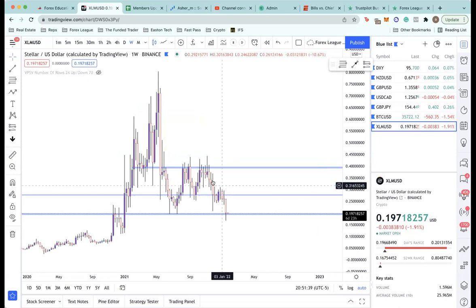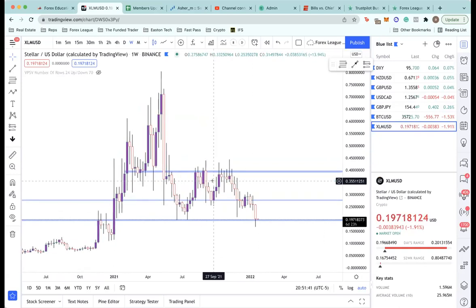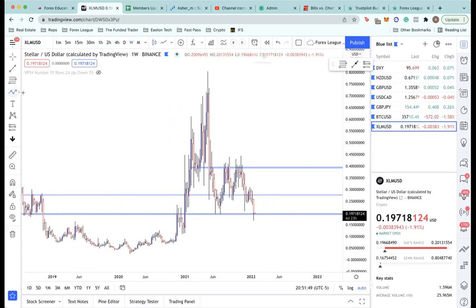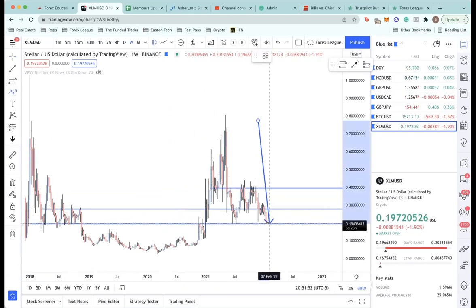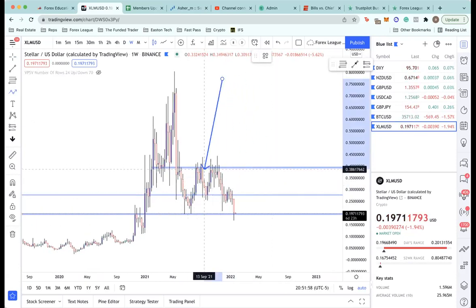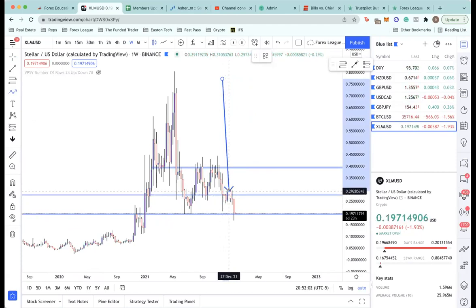Let's go over to XLM. So Stellar, the reason we've been following this is because there has just been very good movement when it comes to structure on this pair. We have very solid levels. We have this 20-cent mark, we had 28, and then we had 40. Look how it's moved. It double topped at 40, moved down. We had a 28-cent break and retest.